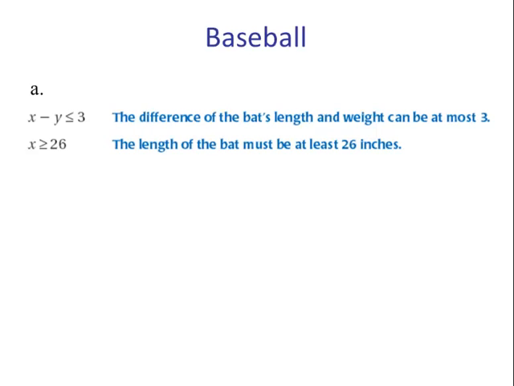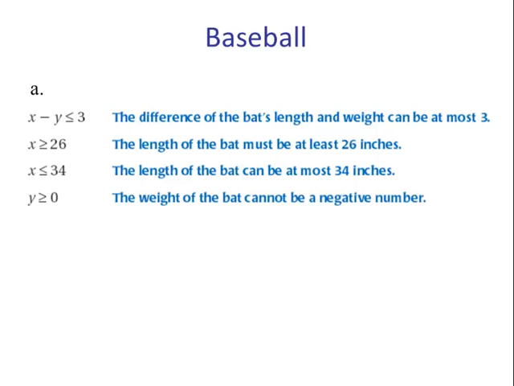X is greater than or equal to 26, that's the length of the bat must be at least 26 inches. X is less than or equal to 34. The length of the bat can be at most 34 inches. At most is less than or equal to. And Y is greater than or equal to 0. The weight of the bat cannot be a negative number. It has to weigh something.